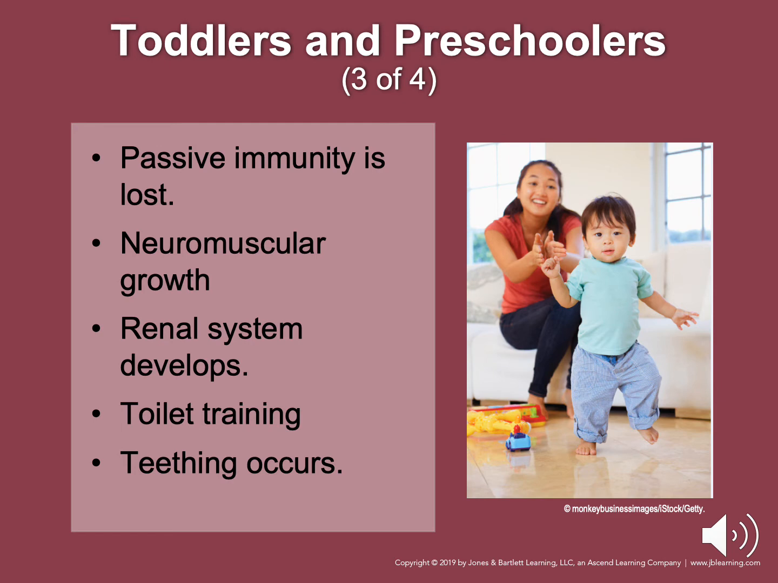Playing games places stress on the muscle and bone, so that increases the muscle mass and bone density. There is continued development of the renal system and elimination process. Physiologically, toddlers have neuromuscular control and are capable of bladder control by 12 to 15 months of age, so they'll be potty trained pretty much.